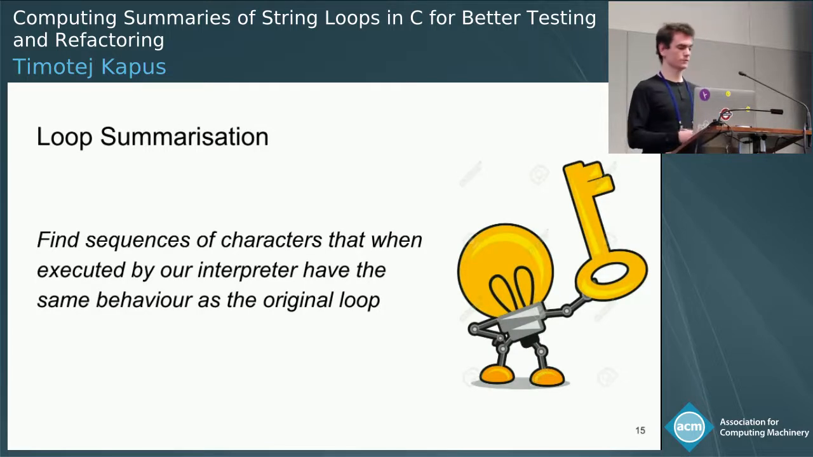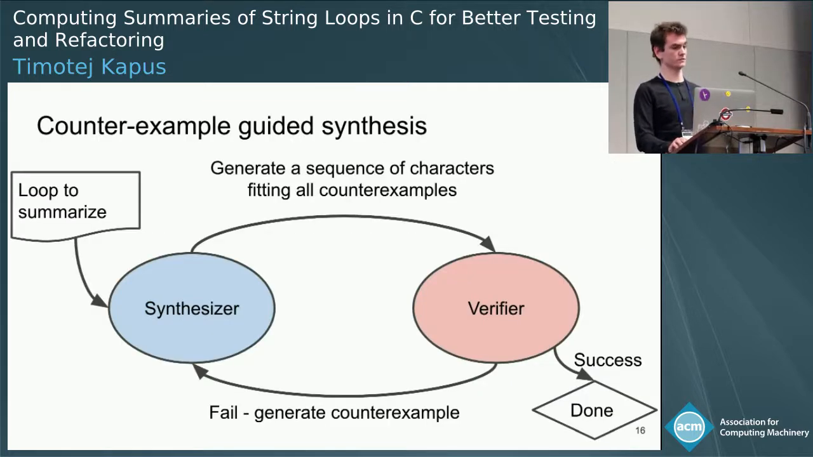And then the problem of loop summarization is finding sequences of these characters that, when executed by the interpreter, have the same behavior as the original loop. And the way we achieve this is with counterexample guided synthesis. Counterexample guided synthesis works by having a synthesizer and a verifier.